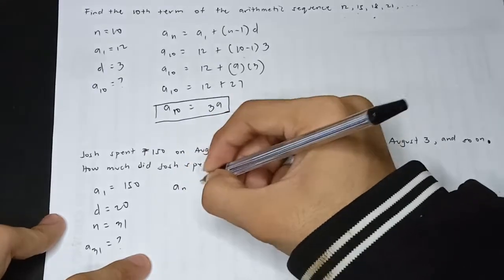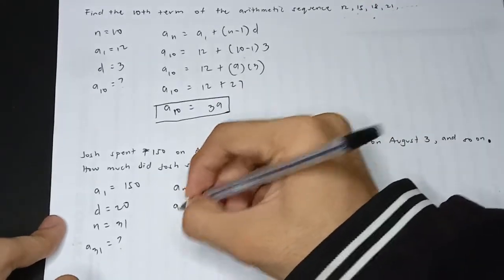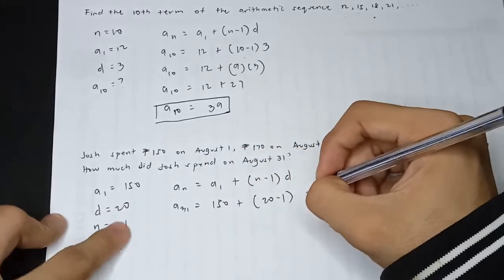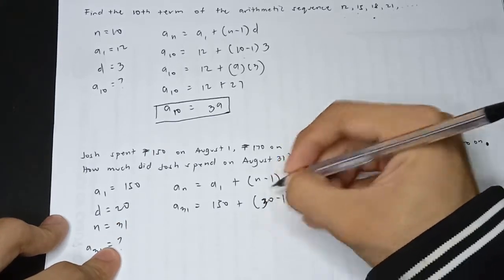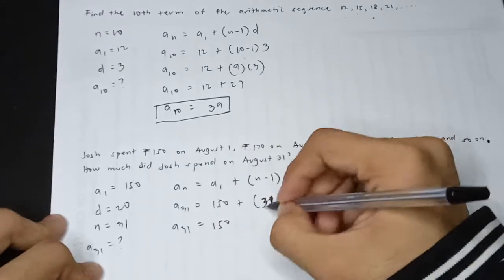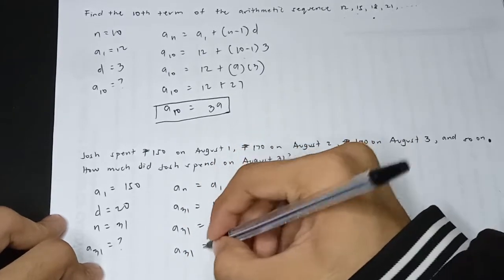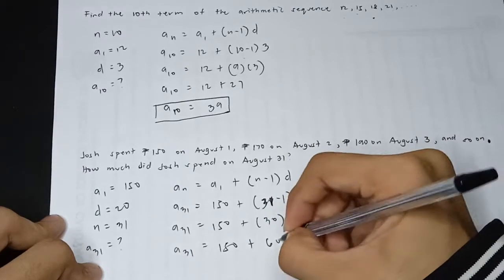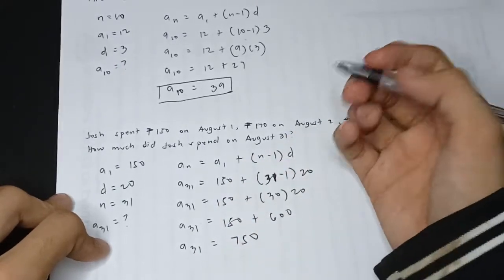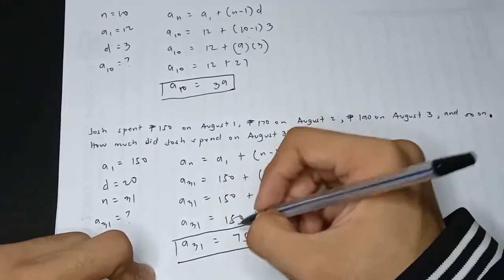Okay, so formula, a sub n is equal to a sub 1 plus n minus 1 times d. So a sub n natin is a sub 31. A sub 1 is 150 plus n minus 1 times d. N is 31, okay, sorry, n is 31 and d is 20. So a sub 31 is equal to 150 plus 31 minus 1, that is 30, times 20. So a sub 31 is equal to 150 plus 30 times 20, that is 600. So 150 plus 600, a sub 31 is 750. Okay, so ang ginastos ni Josh sa August 31 is 750.